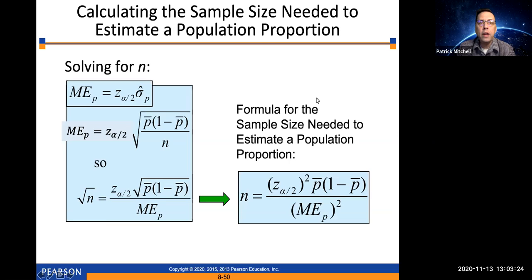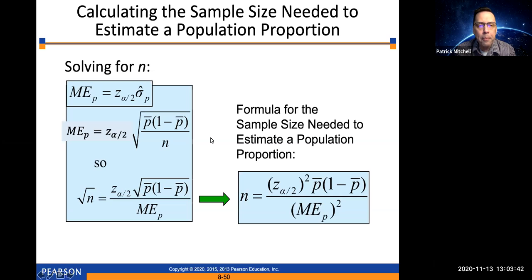All right, next we go to calculating the minimum sample size needed to estimate a population proportion. I'm sorry this box looks a little sloppy. I had to do some repairs on it because the formatting was all messed up.